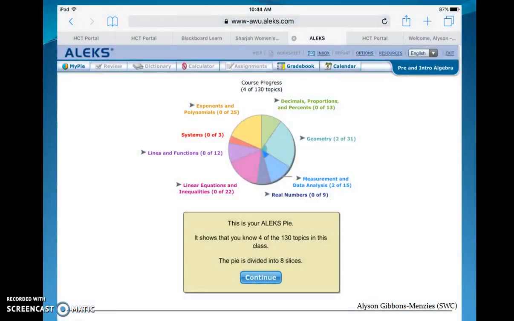When you've finished your knowledge check, you'll be given your Pi score. This example shows 4 topics have been mastered out of 130 topics. The total number of topics depends on which math course you're studying, Math 1, Math 2 or Math 3. The pie is divided into different subjects that you will study in math. Each piece of the pie is called a slice.